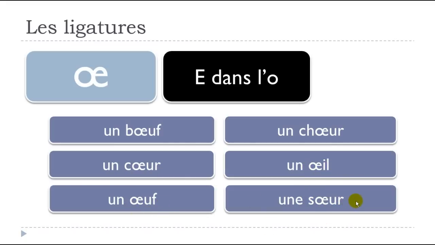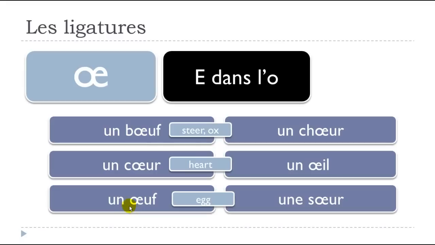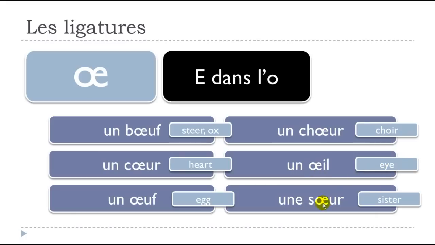Alright, so these words are actually not that rare, and we'll see exactly what they mean. The first one, un bœuf, okay, steer, ox, or then un cœur, heart, un œuf, egg, un cœur, is it choir, choir? I'm not really sure about the pronunciation in English, sorry about that, I don't want to make any mistake. Then we've got un œil, eye, and then une sœur, sister.